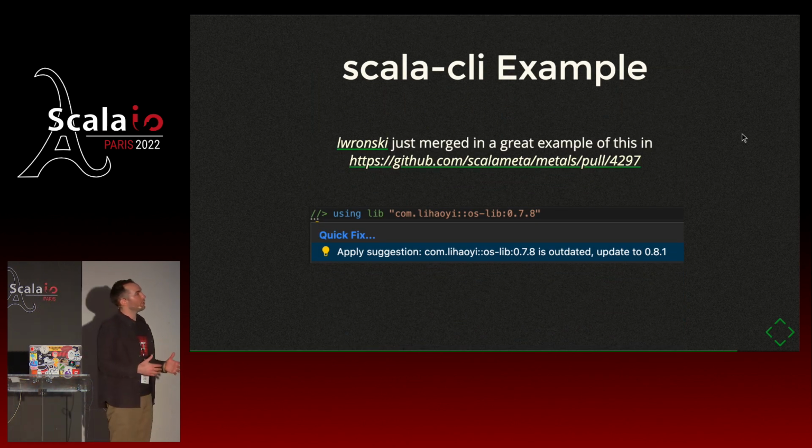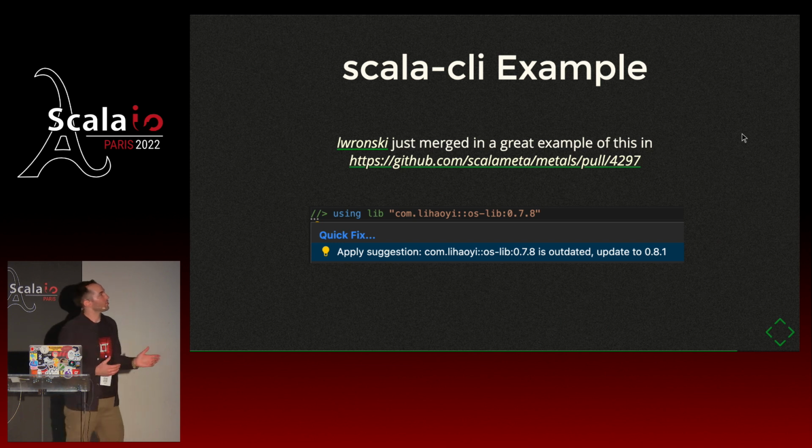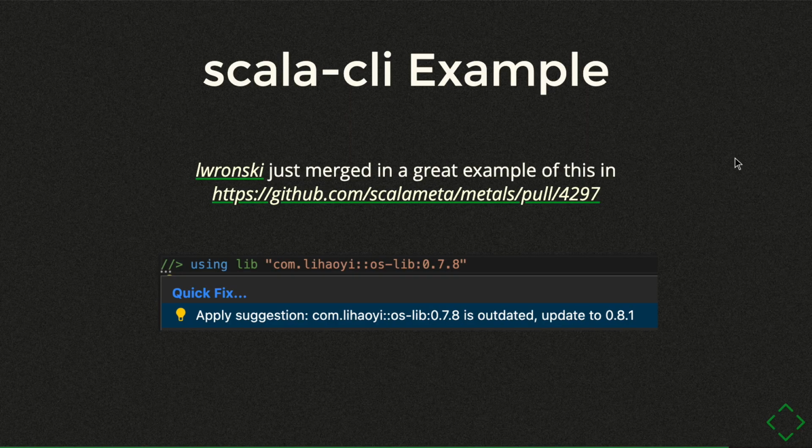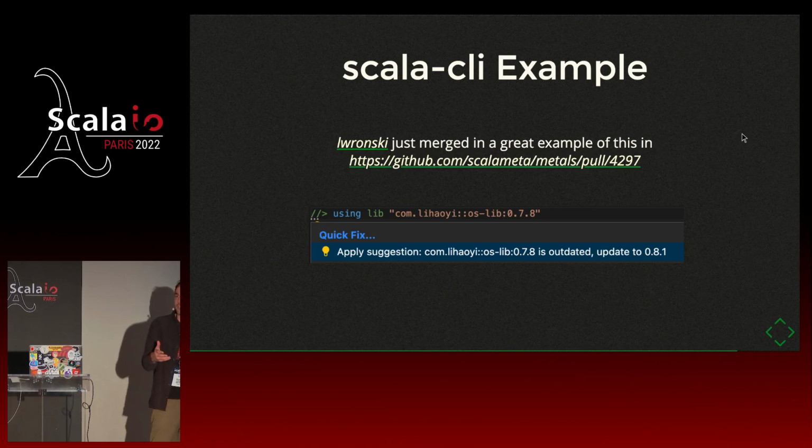There's some other cool examples that are being done in the ecosystem as well. So how many people are familiar with Scala CLI? I feel like most people have heard about it maybe now because you see it referenced all over the place. So Scala CLI has been doing some really cool stuff with this as well. If you're a Scala CLI user and you have a using directive, like you see here, using lib, os-lib 0.7.8, you can actually run Scala CLI update dependencies or something, and it will, in the terminal, show you here's the directives that you have that are outdated.